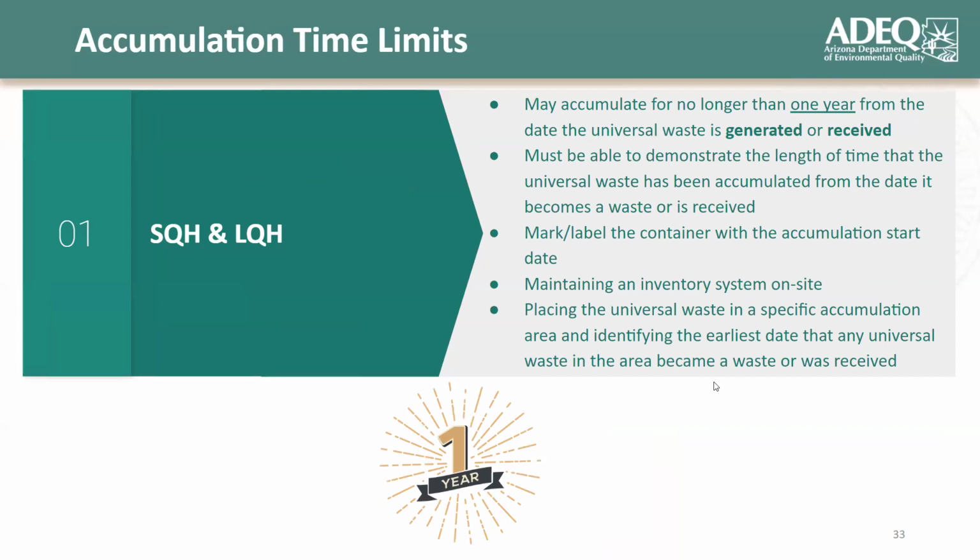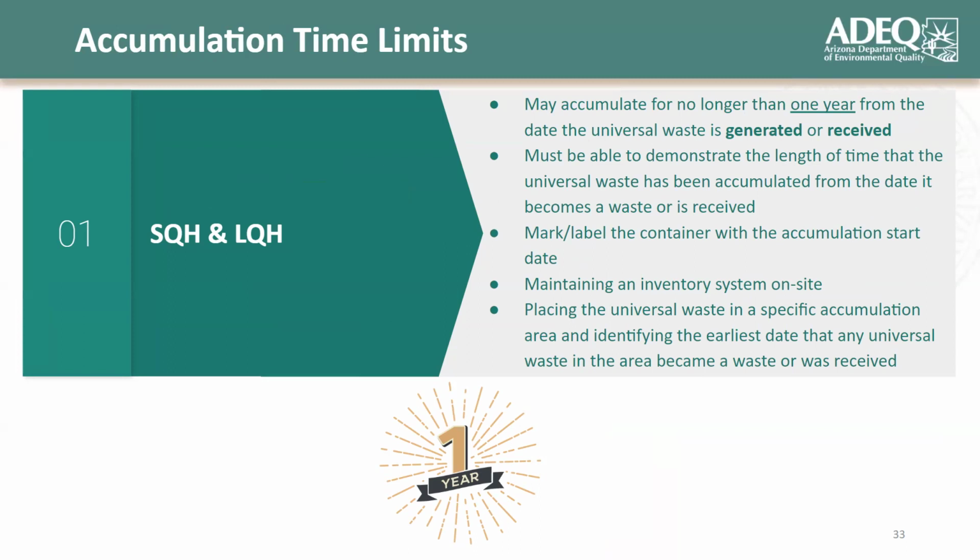Universal waste handlers may only accumulate the universal waste generated or received on site for 1 calendar year. Listed here are various ways the universal waste handler may ensure these waste streams are only on site for 1 year. Handlers may use these methods or any other method which clearly demonstrates the length of time that the universal waste has been accumulated from the date it becomes a waste or is received.